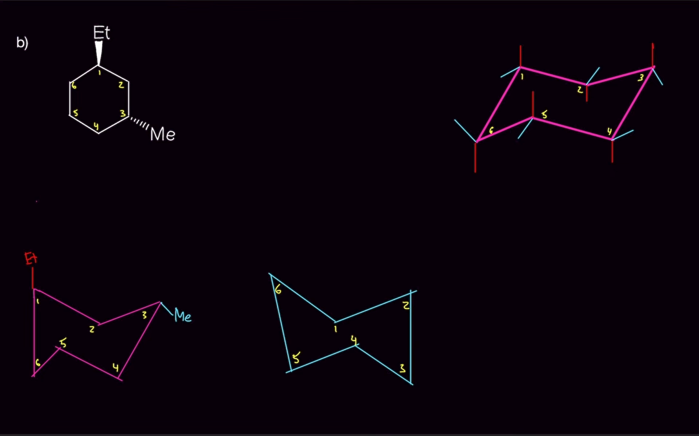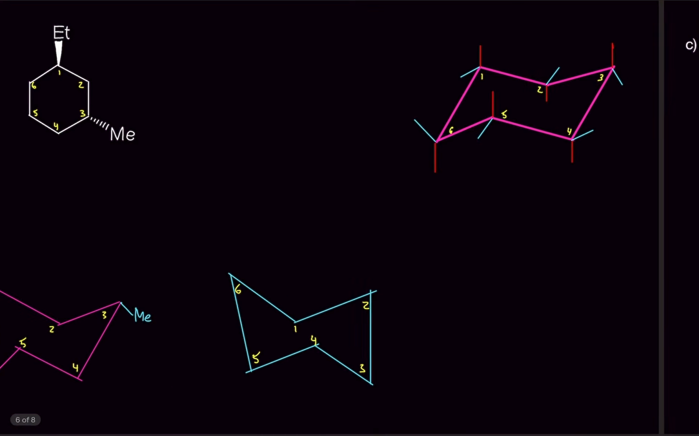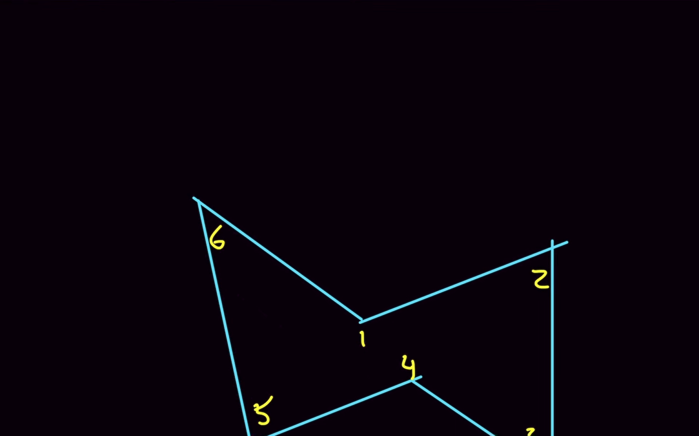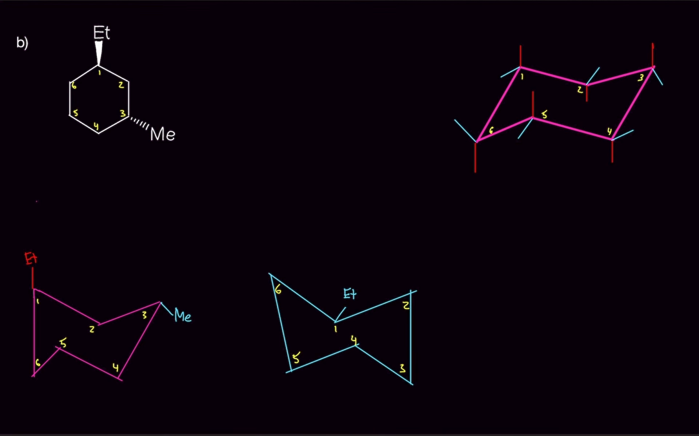So now the ethyl group was on the axial position on carbon number 1. So that must mean it's going to go into the equatorial position on carbon number 1. The equatorial position here looks like this. Like that, okay?